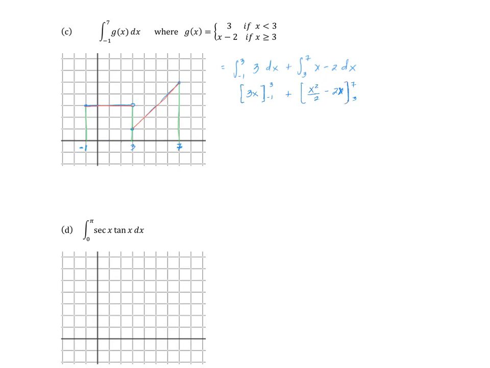The different integrals. So in the first one, 3x, this would be 9, right? Upper minus -1 means 9 minus a -3. So that would be this first piece. Plus, in this second piece, I put in 7. So that's going to be 49 over 2 minus 14. Subtract the lower, put in 3. You have 9 over 2 minus 6. And then in our calculator, that just gives us 24.